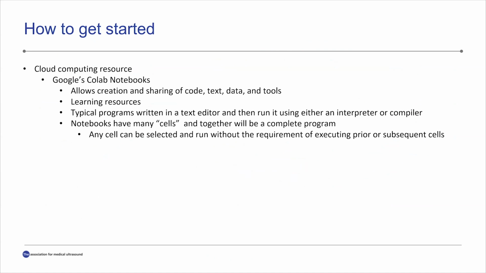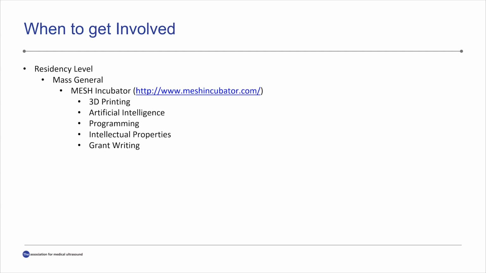And one way to do that is through cloud computing resources. Google has something called the Colab network, and it allows you access to their cloud service where it has learning resources. It allows you to create and share code, text, data, and tools. You create these programs in a text editor and then run it with an interpreter or compiler. And then using that, you're able to start to use their network to create your own deep learning algorithms.